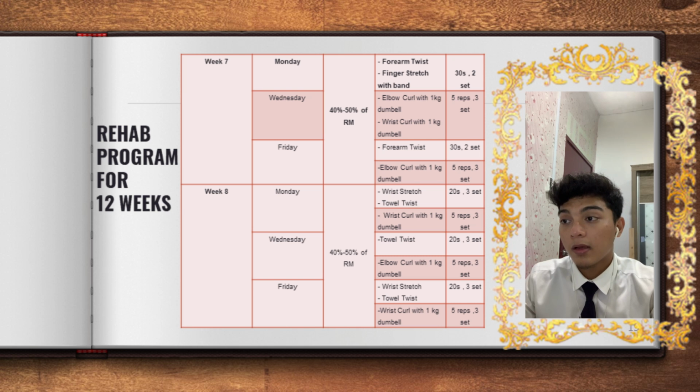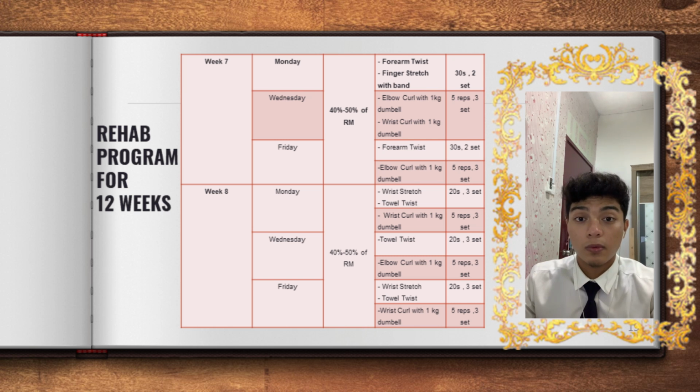And the last one we have a wrist stretch and also towel twist. We'll do 20 seconds for 3 sets, and also a wrist curl with 1 kilogram dumbbell. We will do 5 reps for 3 sets.